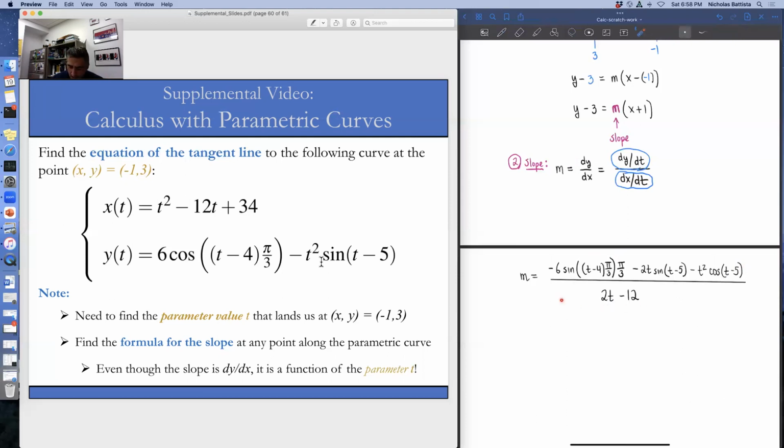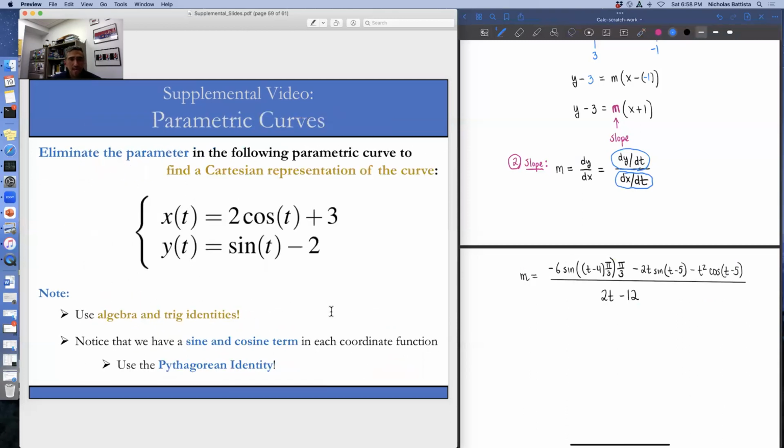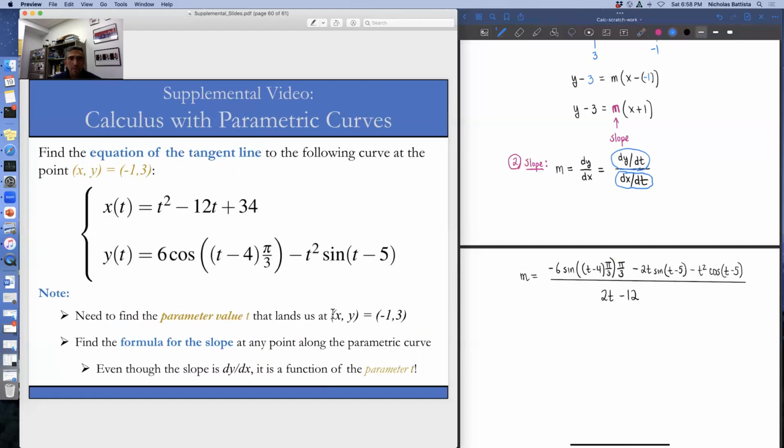So at this junction, we have the slope formula. What would be really nice is if we had the t value at which to evaluate that formula. But we're given one other bit of information. We can go back to the point that we care about. In this case, if we go back to the point we care about, (x, y) is (-1, 3).